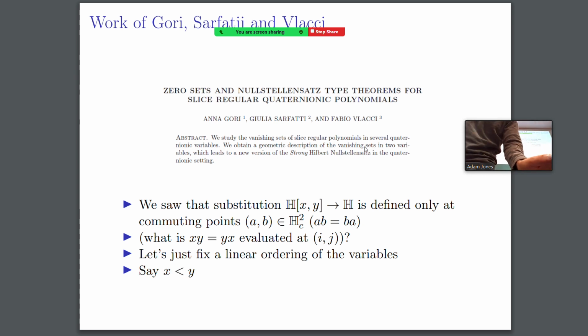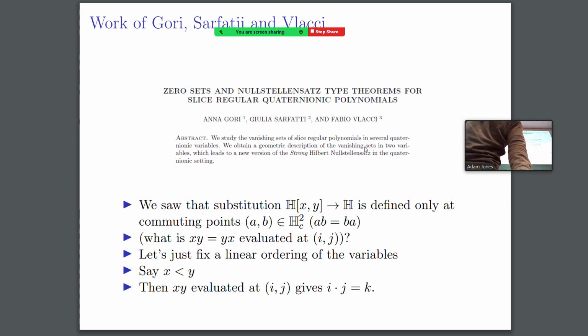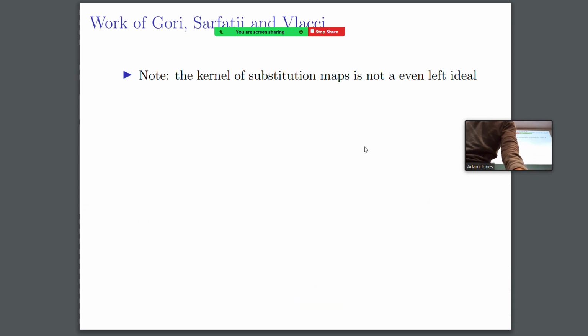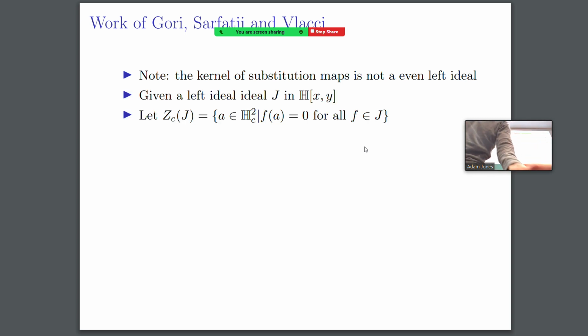Okay, so you can do this, and now you can perfectly evaluate xy at ij, it's just k. And with this point of view, substitution is defined everywhere. But now this comes at a price, namely that the kernel of the substitution map is, generally speaking, not even a left ideal, so this is not so nice. Nevertheless, given a left ideal, you can still try to ask the same question.